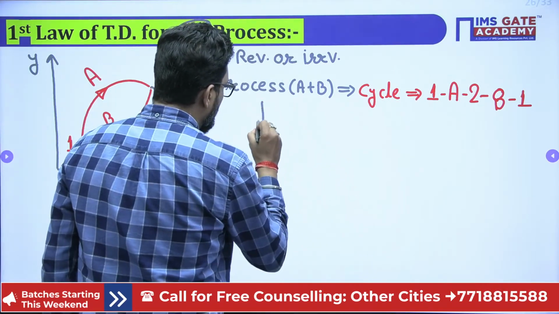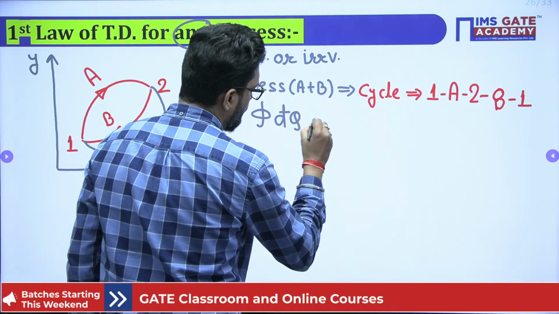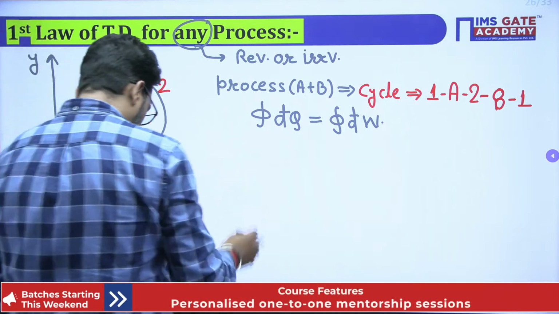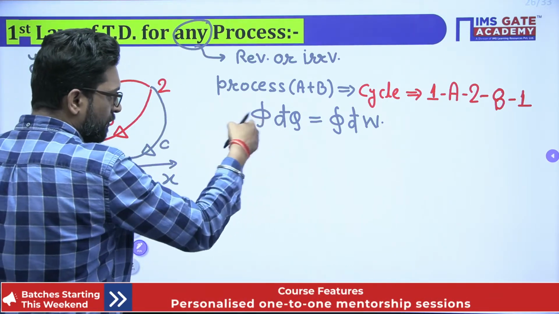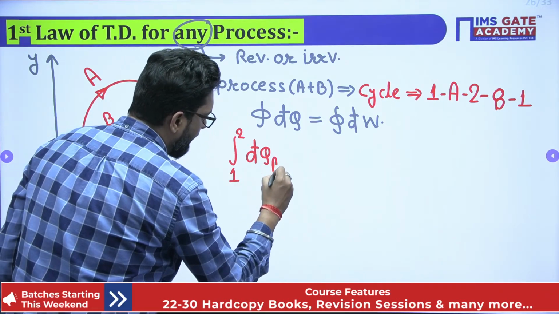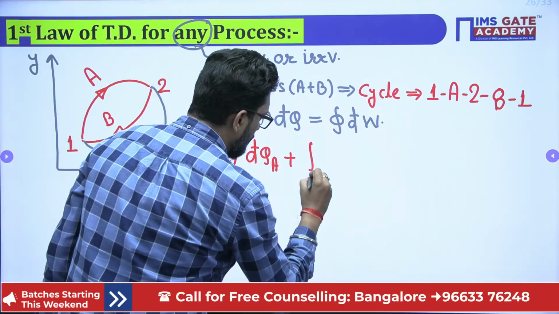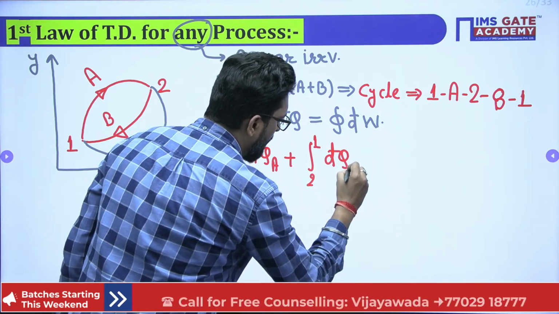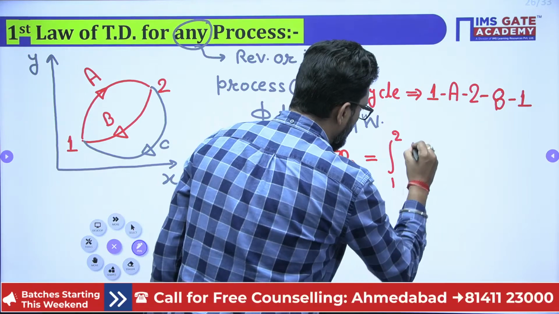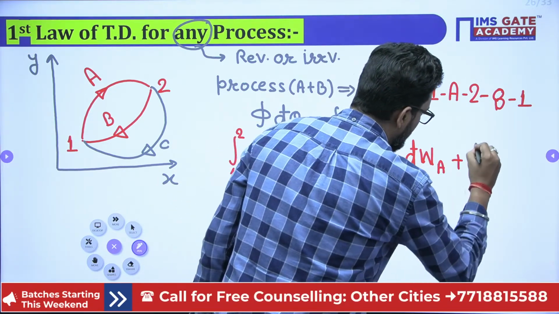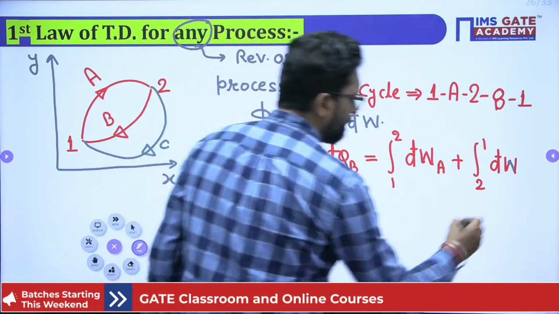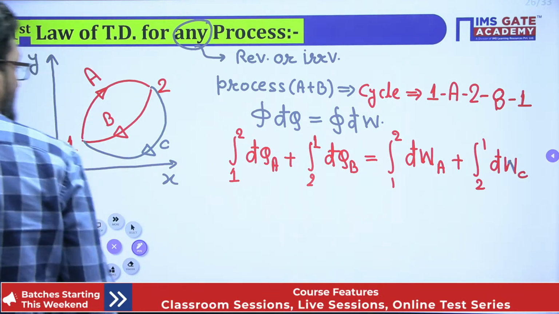So we apply the cyclic integration: the cyclic integral of dq for this cyclic process is the cyclic integral of dw. Yes or not? So if you integrate, this is for the total cycle: the integral from 1 to 2 of dq via path A, plus the integral from 2 to 1 of dq via path B, is equal to the integral from 1 to 2 of dw via path A plus the integral from 2 to 1 of dw via path B. Is it clear? This is the method of applying the cyclic relation to the process.